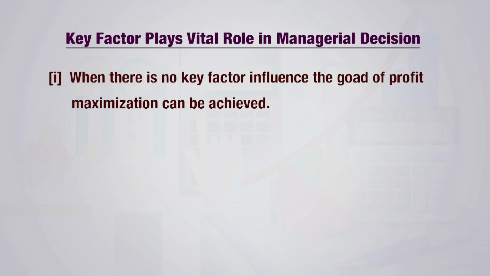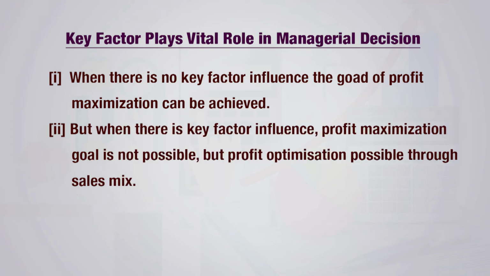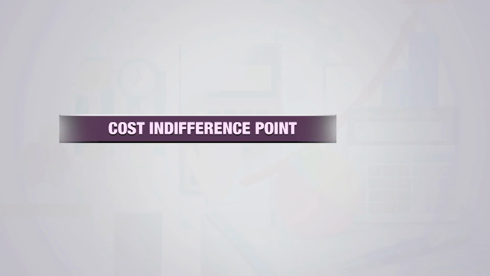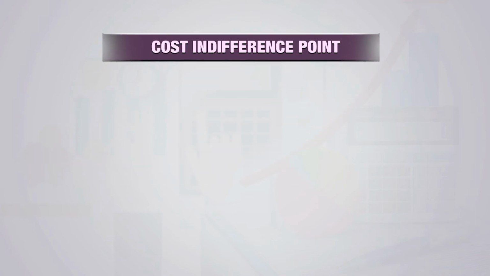Number 1, when there is no key factor influence, the goal of profit maximization can be achieved. Number 2, but when there is key factor influence, profit maximization goal is not possible, but profit optimization possible through sales mix. Now, let us understand the concept of cost indifference point.